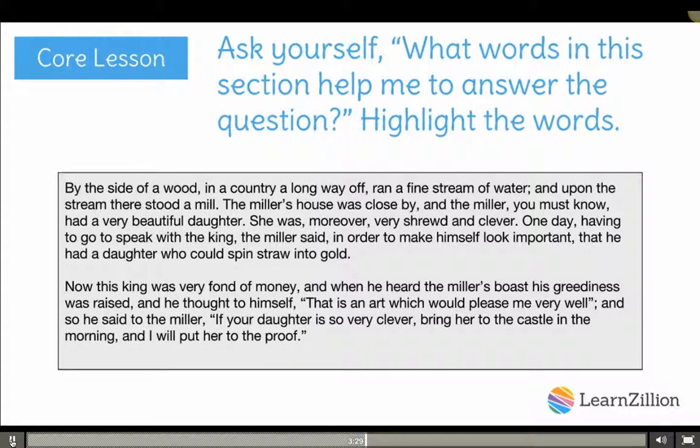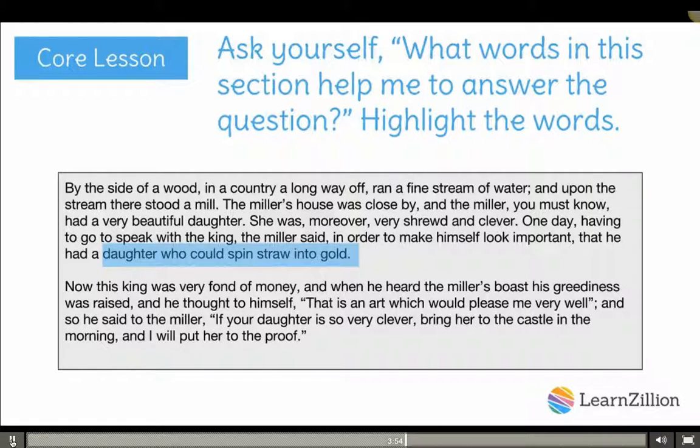Next, we have to ask ourselves what words in these paragraphs help us to answer the question of why the king wanted the miller's daughter to come to the castle. Let's see. In the first paragraph, we learn that the miller tells the king that his daughter can spin straw into gold. This tells me something special that the daughter can do.